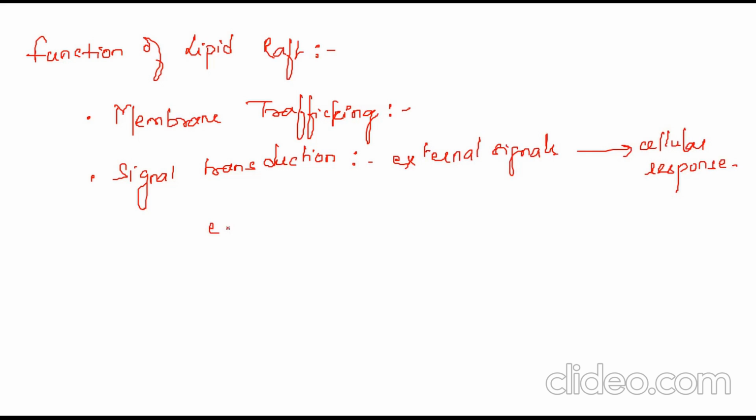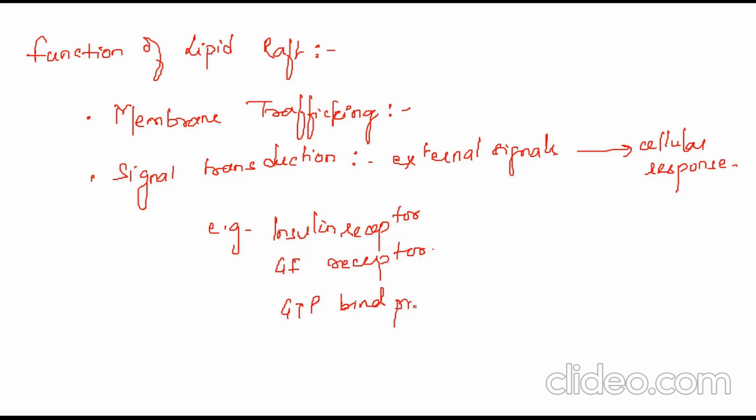For example, the insulin receptor, the receptor for growth factor, as well as certain GTP binding proteins and certain protein kinases. What do they all do? They are associated with signaling. They are associated with transmembrane signaling.